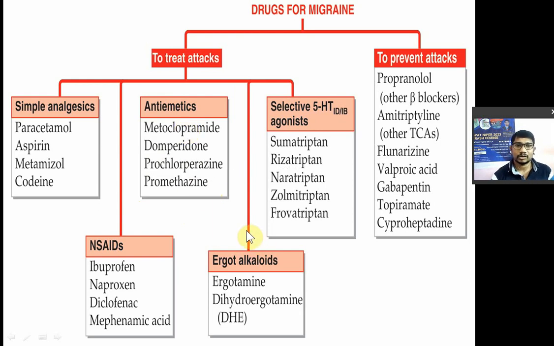Now next is ergot alkaloids. In that you have ergotamine and dihydroergotamine. You may ask, sir, what is the difference between ergotamine and dihydroergotamine? Ergotamine is a natural alkaloid obtained from ergot, and dihydroergotamine is a dehydrogenated derivative of ergotamine. The difference is that ergotamine is non-selective in nature. So ergotamine will block your 5-HT receptors non-selectively, as well as your alpha adrenergic receptors, and also the cholinergic receptor.